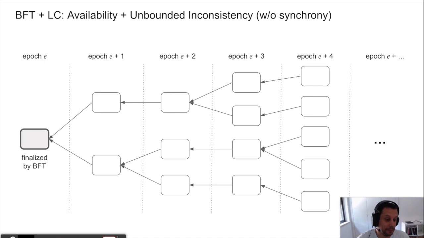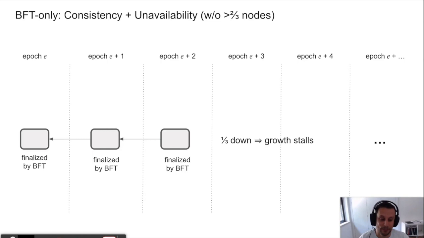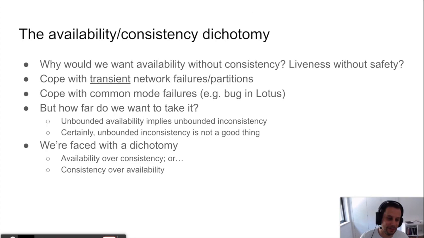This happens when the synchrony assumptions do not hold. And because we cannot guarantee when the synchrony assumptions actually hold, the inconsistency in the chain can grow as long as this asynchrony lasts in the network. Then the other option, the BFT-only protocol replacing expected consensus, gives us the opposite. We'd have consistency in the sense that whatever you decide is final. There can be no forks in the network, but this comes at the price of potentially periods of unavailability, particularly when more than one third of the nodes aren't available for some reason, in which case the growth would stall. So it seems like we're forced into this dichotomy between availability and consistency provided by these two options.